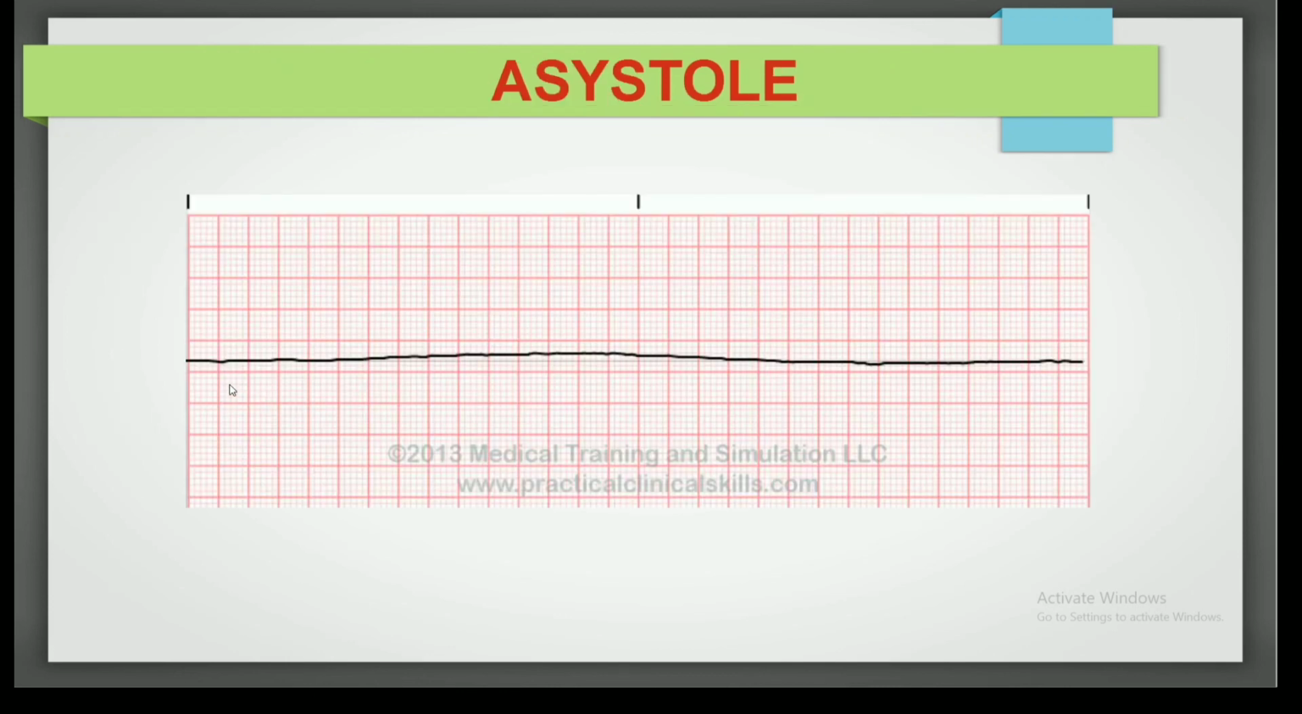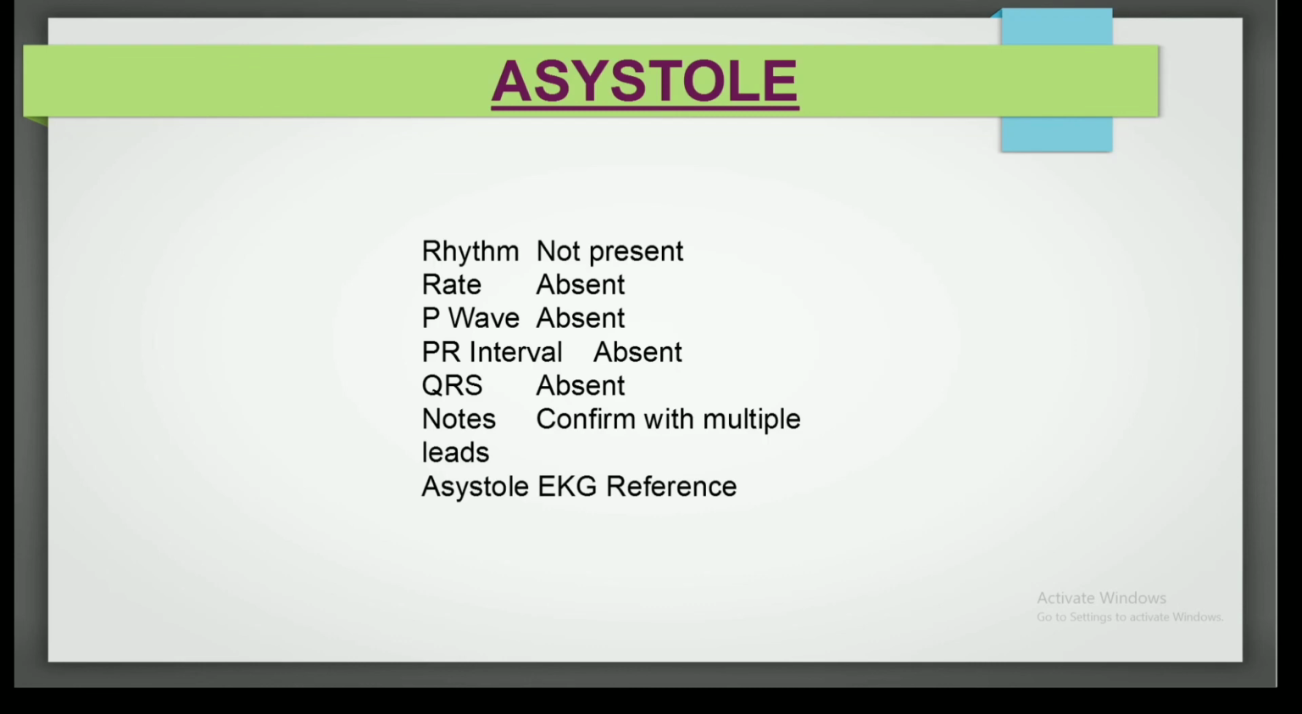Then the asystole. So what is asystole? A straight line, when a patient's cardiac death occurs, or the heart cannot beat properly, or the electrical impulses cannot be generated from the SA node or the AV node. It may happen due to lead failure, or the lead not being placed properly, or cardiac death. Then the rhythm is not present, the rate is not present, the P wave, QRS, everything is not present.